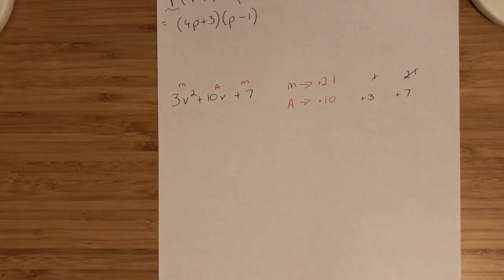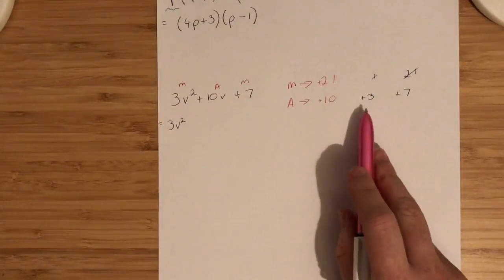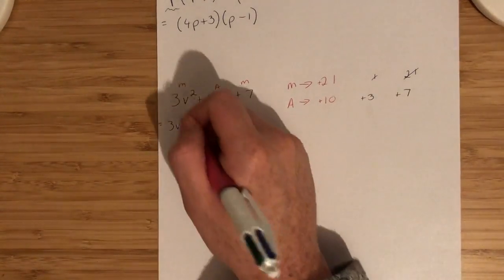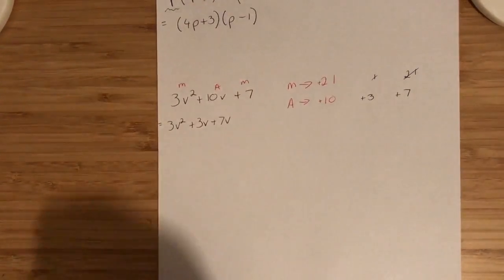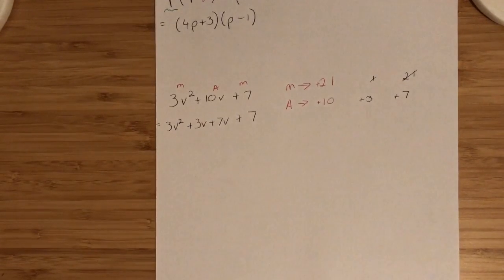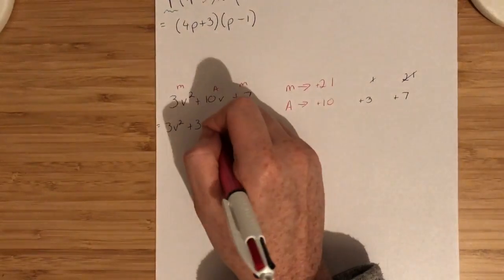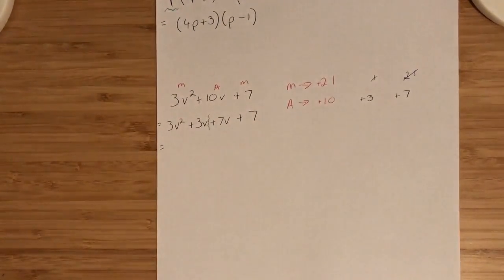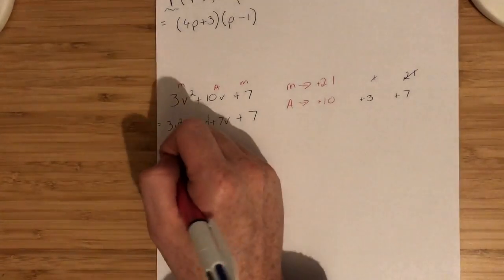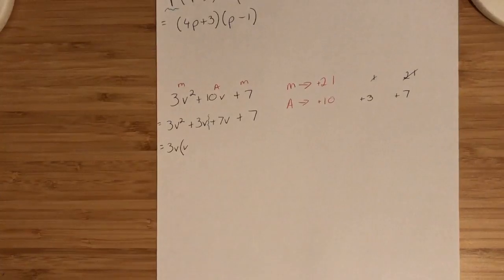We go back to the original expression. 3v squared stays the same. Plus 10v, we use these numbers and we put the v back in. Plus 3v plus 7v, and you still have your plus 7. So it should look like that. Okay, break it in half. Take the highest common factor out of each half. 3v squared plus 3v. Highest common factor is 3v. Open the bracket. First term is v. Second term plus 1. Close the bracket.